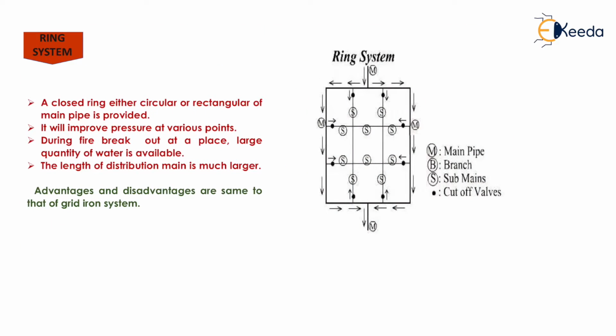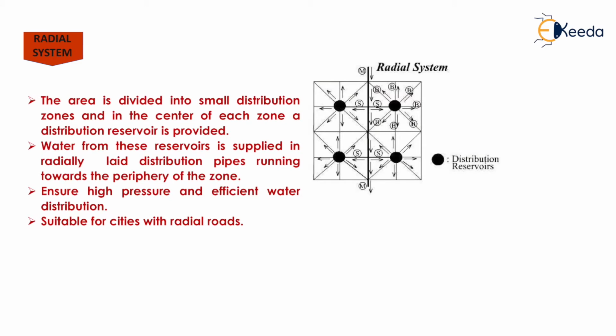Now the ring system is almost the same as the grid iron system. The only difference is that in the outer periphery we provide the main pipe, and from that main pipe we connect the submains, and with the help of the submains we supply the water to various households. So in this process the pressure is high as compared to the grid iron system, as well as the amount of water during fire breakout will be more as compared to the grid iron system. So the advantages and disadvantages are the same as that of the grid iron system. That is all about the ring system. Moving to the next, that is the radial system.